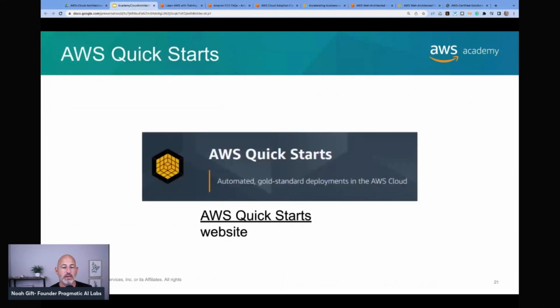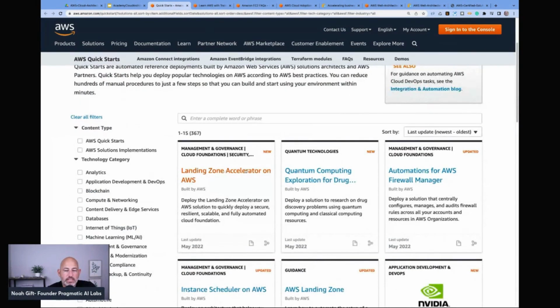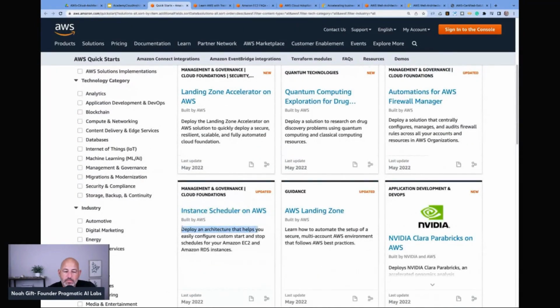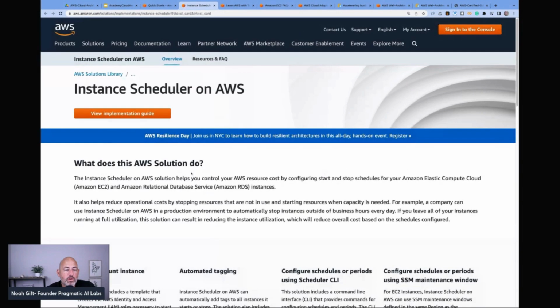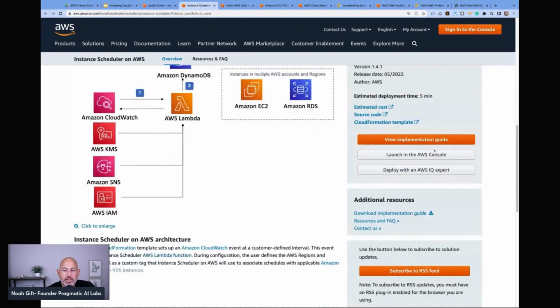Also, Quick Starts. These are automated gold standard deployments in the cloud. If we take a look at these Quick Starts here, there's a whole list of automated deployments in the cloud: landing zone accelerator, quantum computing exploration, automation for firewall, instance scheduler. So here's a good example: deploy an architecture that helps you easily configure custom start and stop for your Amazon EC2 and Amazon RDS instances. We go ahead and take a look at this, and it walks you through an entire architecture for AWS, and actually lets you launch it into the AWS console.